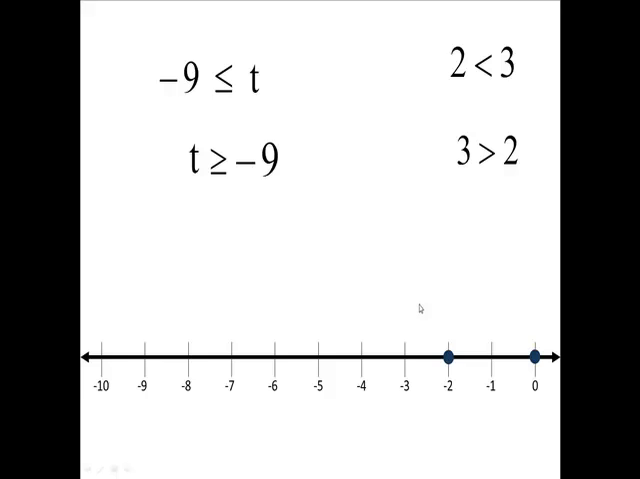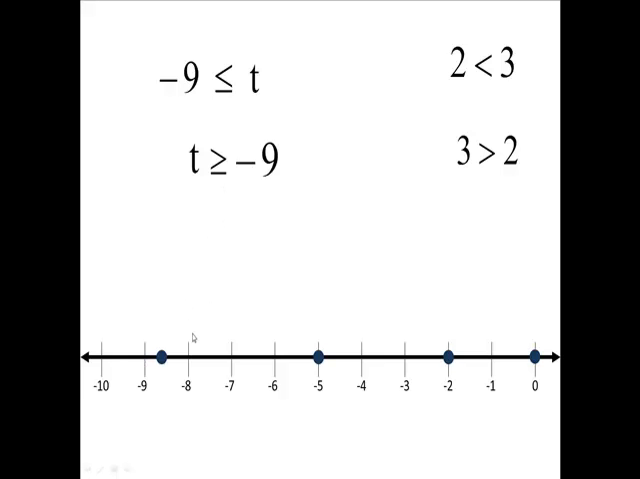Alright? -5 is also greater than -9. And you can even have -8.5, and that's going to be greater than -9. What I can't darken in is the -10. -10 is not larger than -9. Okay, numbers that are larger are on the right side of the -9.